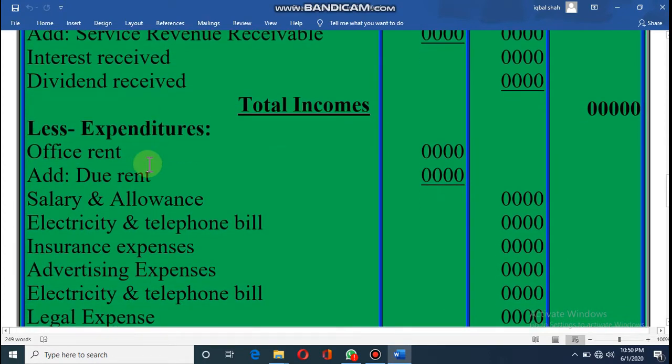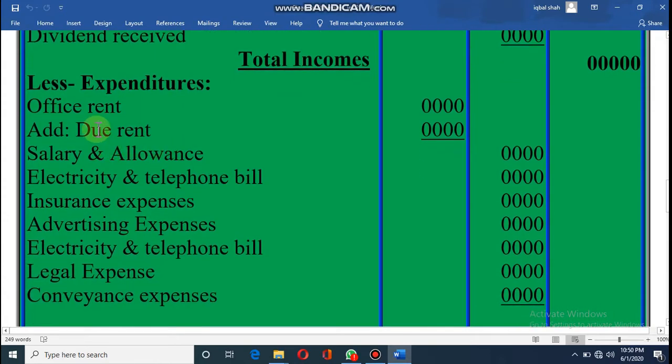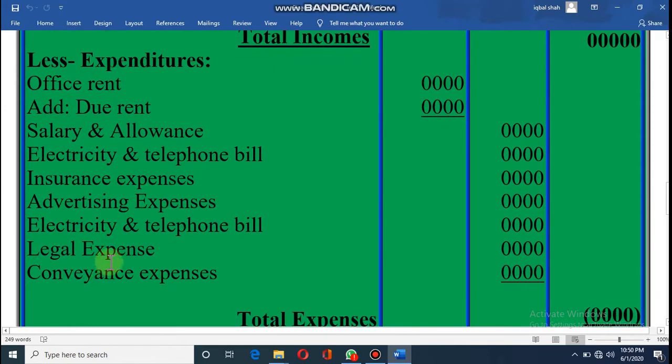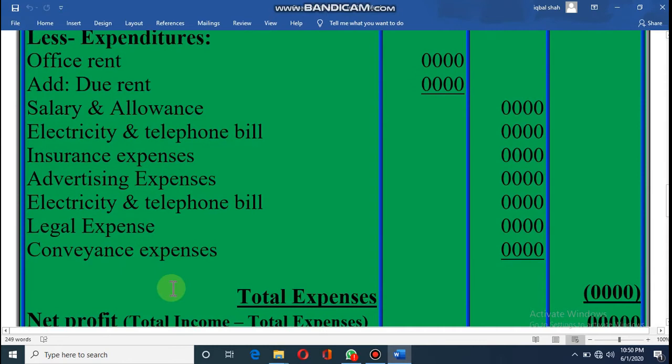Dear student, expenses are, look at, office rent, salary, electricity and telephone bill, insurance expense, advertisement expenses, legal expenses, conveyance expenses. Dear student, here only very few are listed. You know that, again I am telling, in chapters 1 to 9 you have learned lots of expenses. So all expenses may come here. I have just given some examples of expenses here.